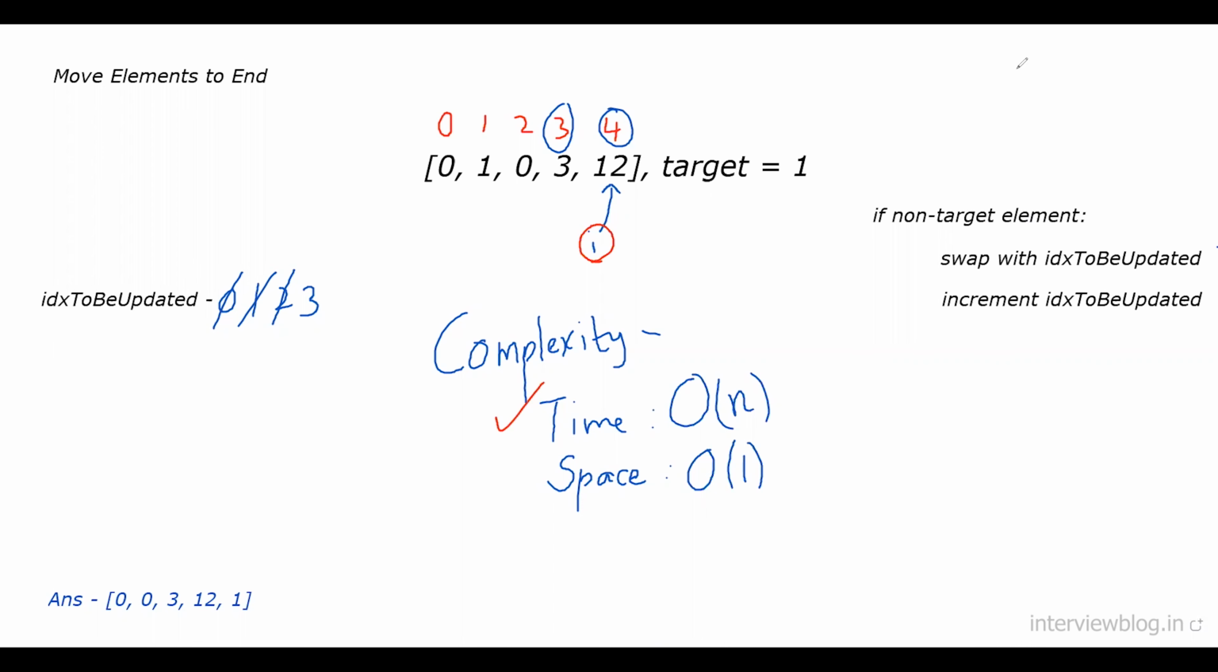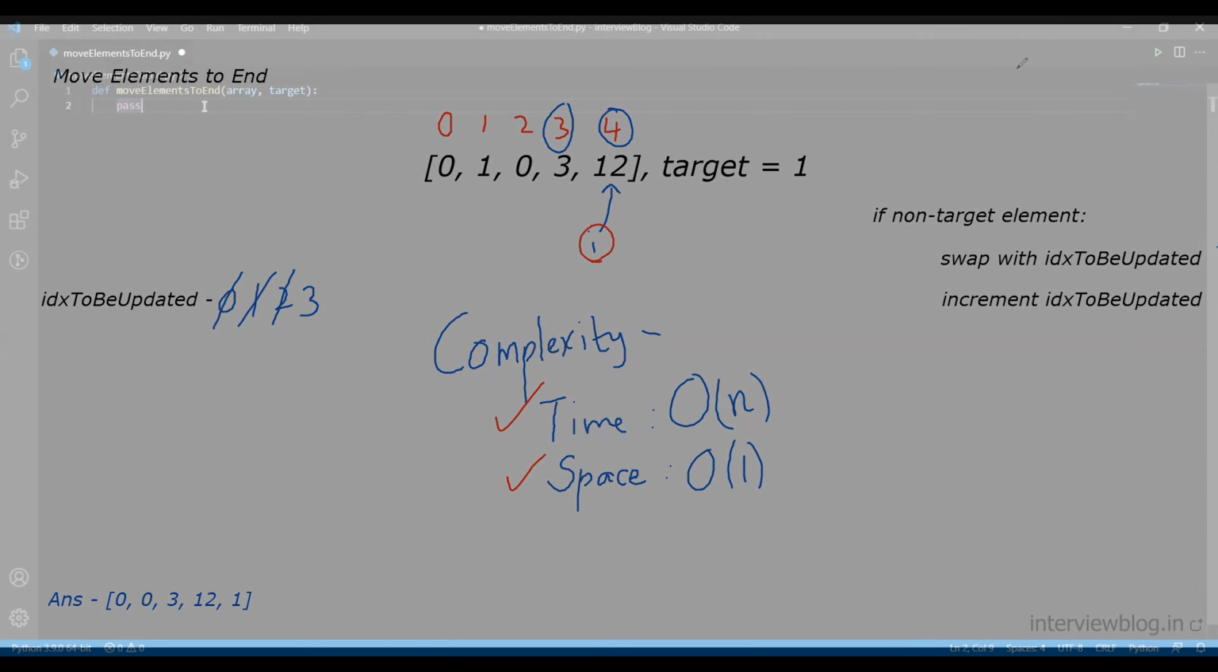So why is the space complexity constant? Since we are using just pointers and swapping the elements of the given input array in place, our space complexity tends to be big O of 1. So hope you understood the problem. Let us now implement it in code.